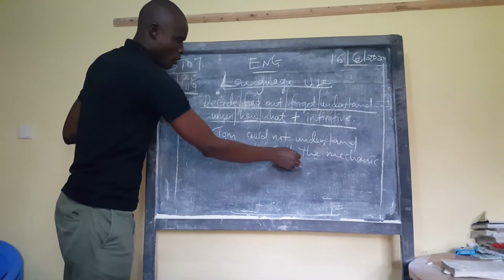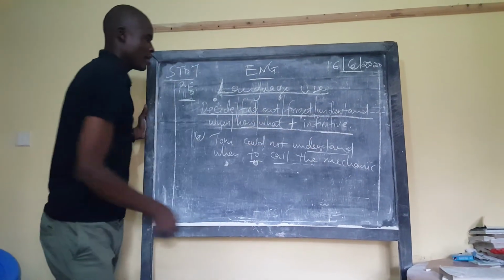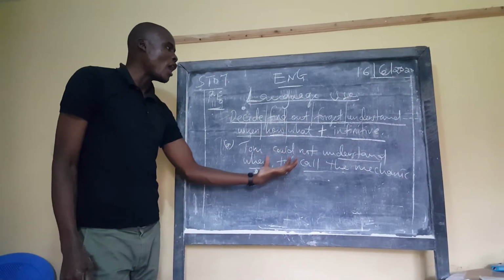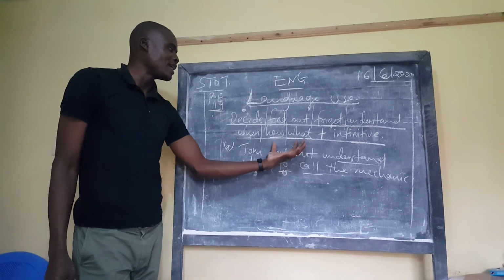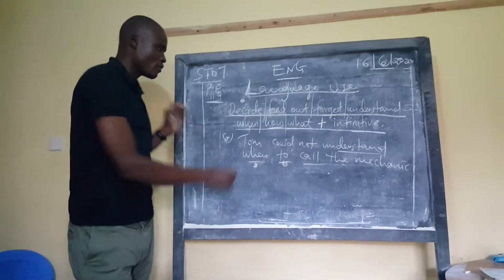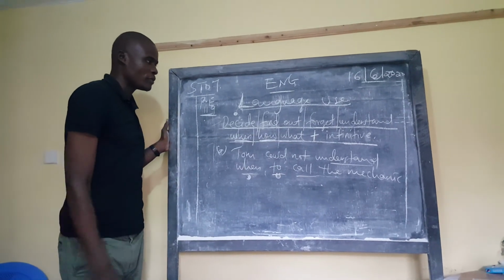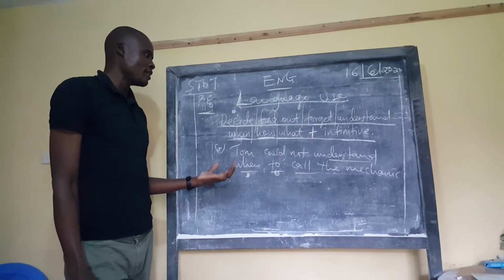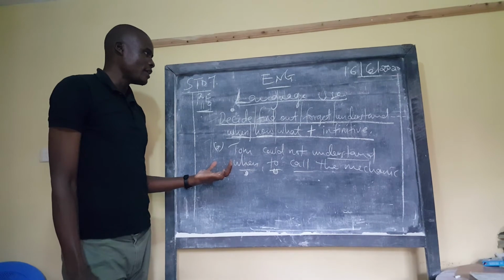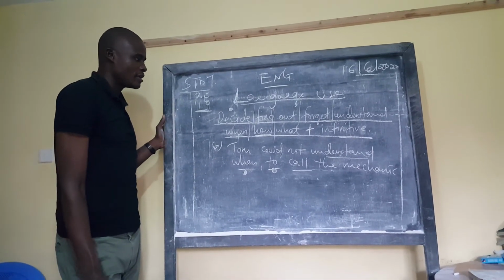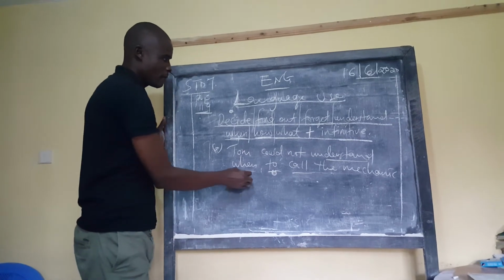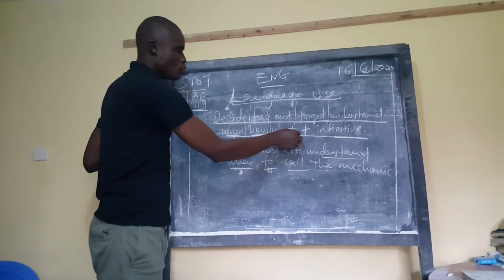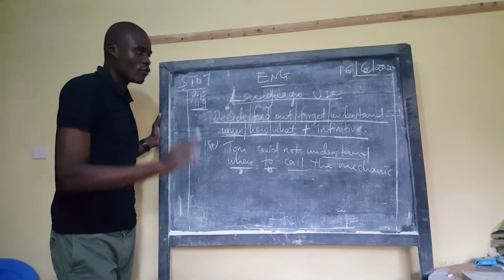So when to call. I've used the word understand here, and I've also used when to do that. You can also put that Tom could not understand how to calculate the sum. You have used when, you have used how. How do you use what? Jane decided what to do. For example, he decided on what to do. So after what, to and do.